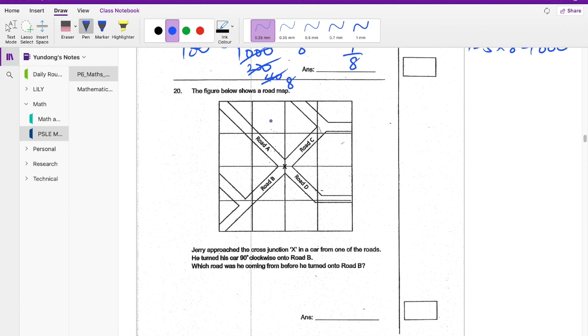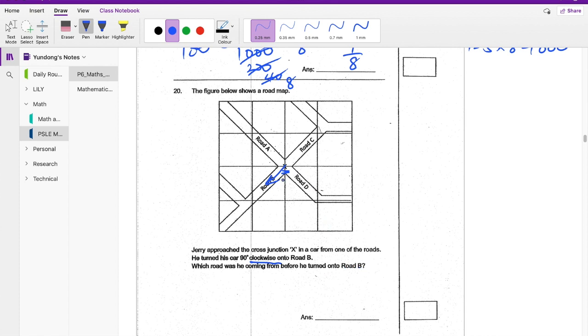Then for question 20, the figure shows a road map. We see here like our roads, right? Cross junctions here. There are road A, B, C, D here. If Jerry approaches the cross junction X, which is here, in a car from one of the roads, he turns his car 90 degrees clockwise onto road B. So at the end, he's facing this one. Which road did he come from before he turned onto road B?